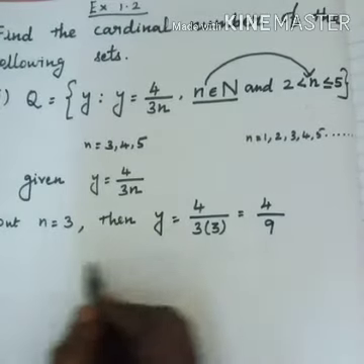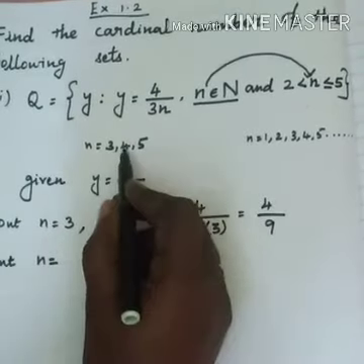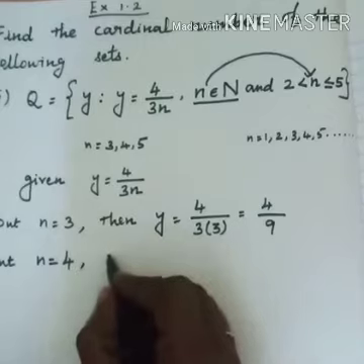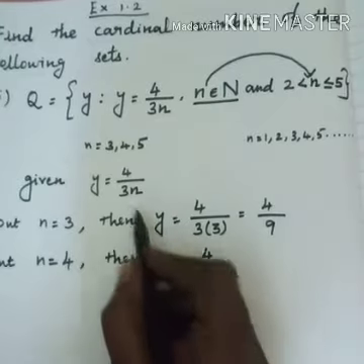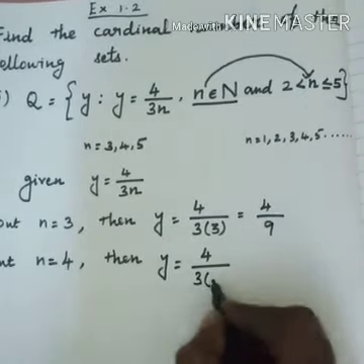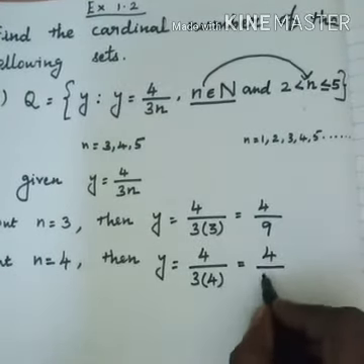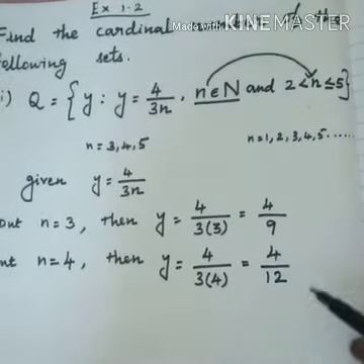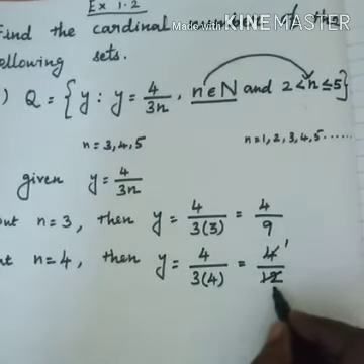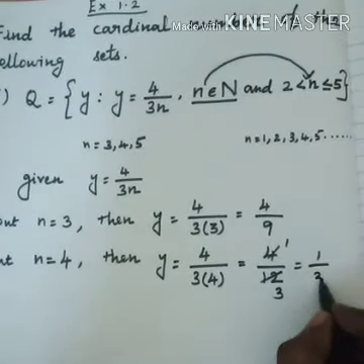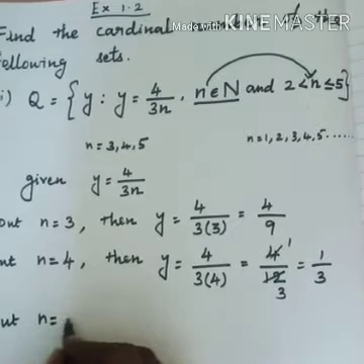Next, we have to find the second element. For that, put n is equal to 4. Then y is equal to 4 by 3 into n, so 3 into 4, which is equal to 4 by 12. We can easily cancel this by the 4 table. 4 ones are 4, 3 fours are 12. So, 1 by 3.